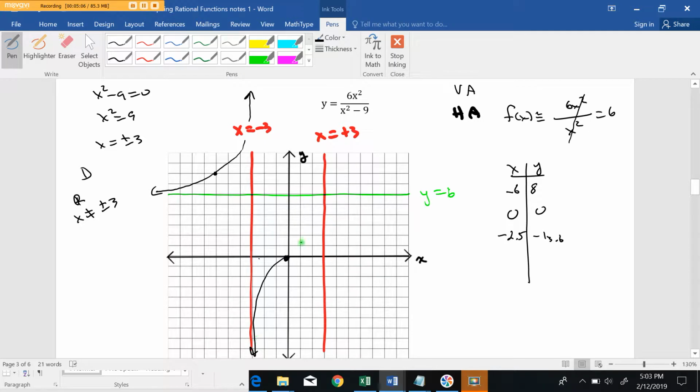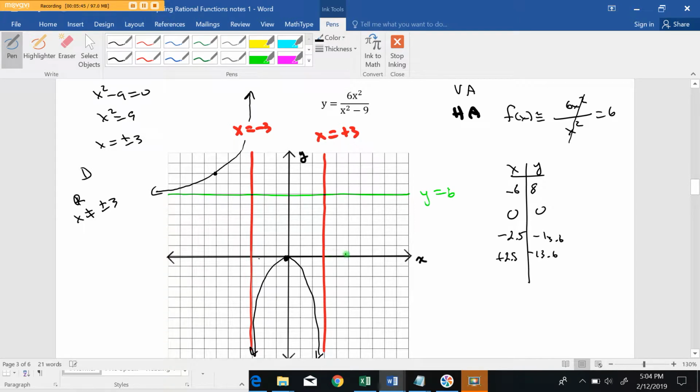Now we have to see what's happening over here. But when you look at this function, it is an even function, see how the top is second power and the bottom is second power. So if I run positive 2.5, because this function is even, I'm also going to get negative 13.6. You can try it for those of you who want to run 2.5 through this and see. So as we approach 3 from the left, this thing's got to be doing something like this.